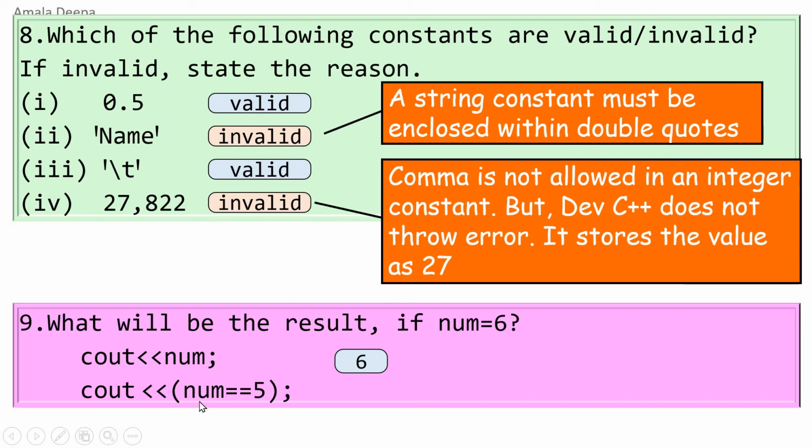Cout within parenthesis num is equal to 5. Here is equal to is the relational operator. So num is equal to 5 is a relational expression. A relational expression will result in a Boolean value 0 or 1. You substitute the value of num here in this expression. 6 is equal to 5. False. So the result is 0.